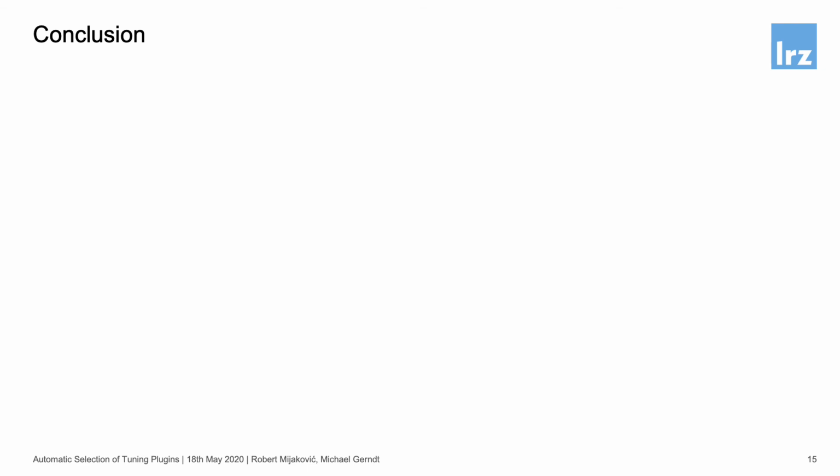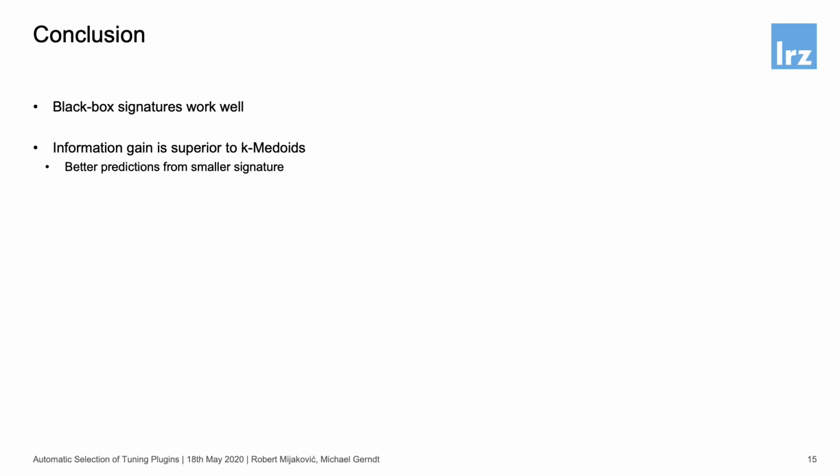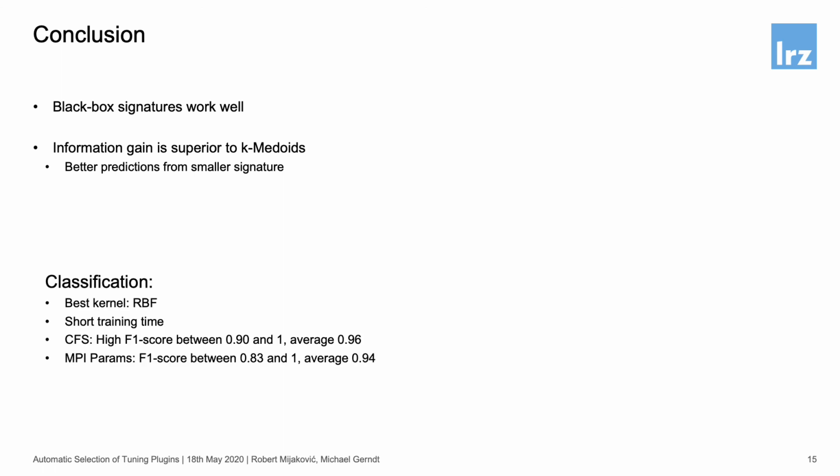As we can see, contrary to popular belief, black box signatures can also perform quite well. Also, this work shows that using information gain is superior to k-medoids to detect signature scenarios, as they are capable of providing better predictions from smaller signatures. For classification, we can see that the best kernel is the radial basis function kernel, and it is supposed to be used. This kernel is also characterized by requiring short training time.